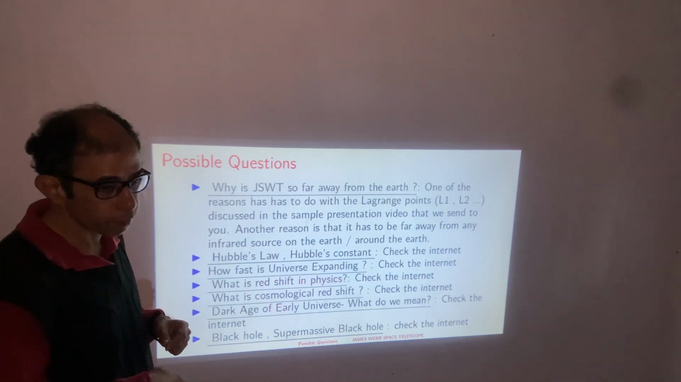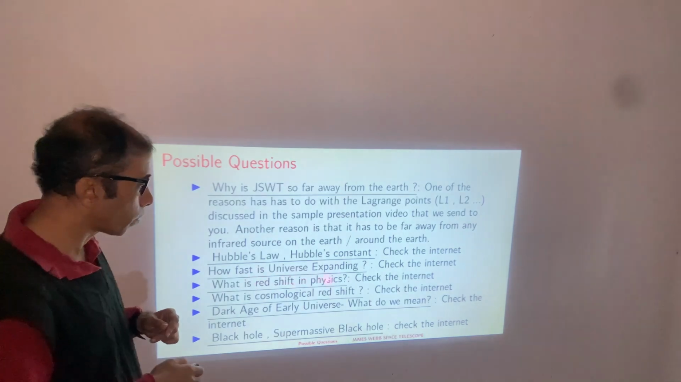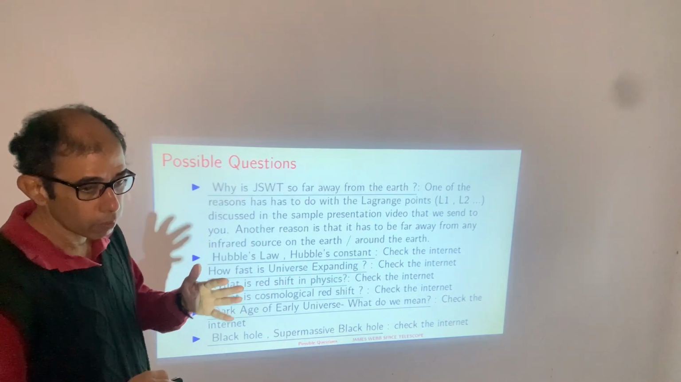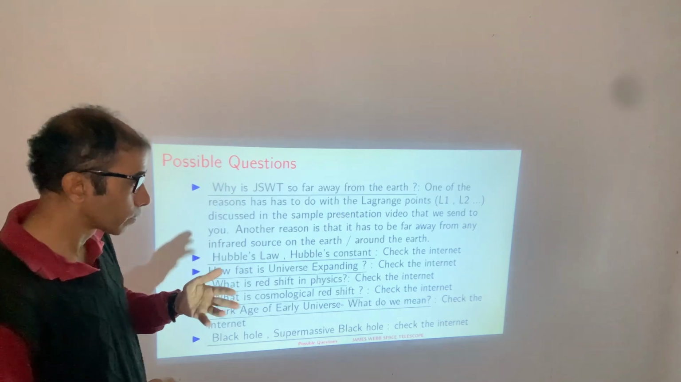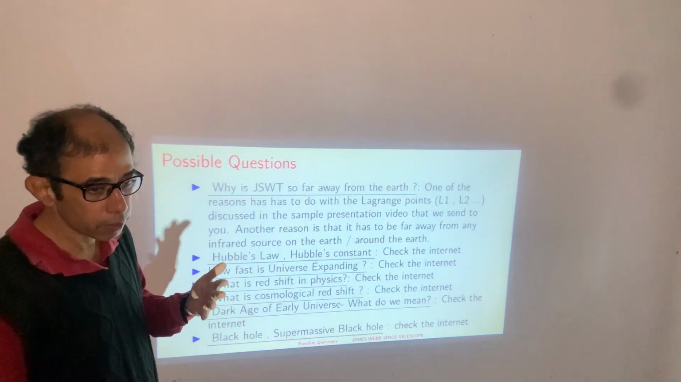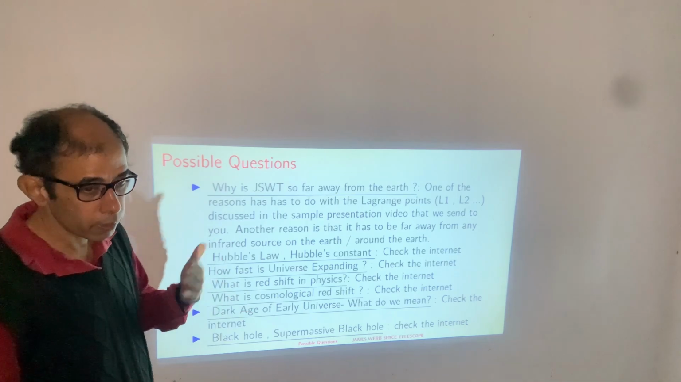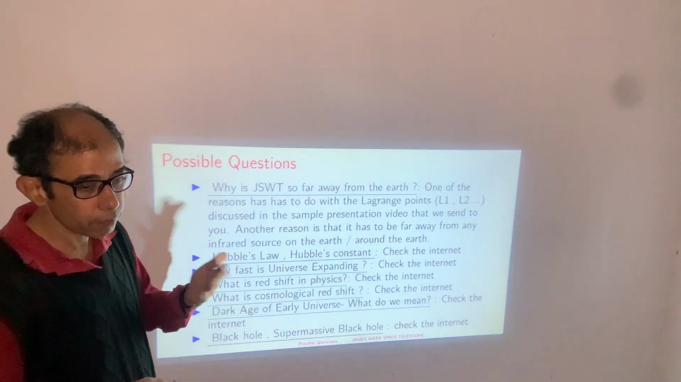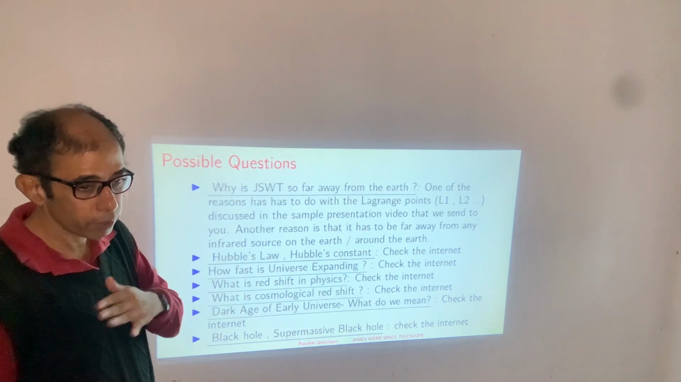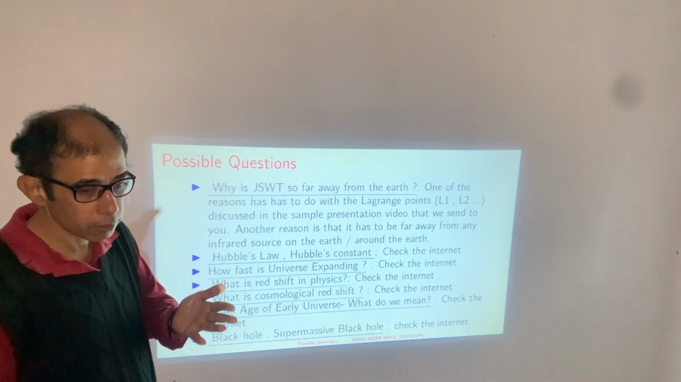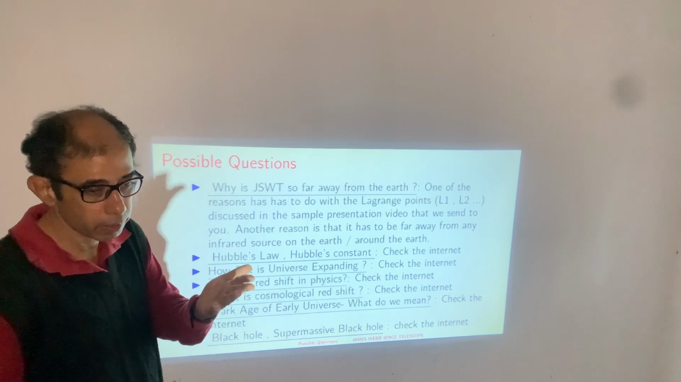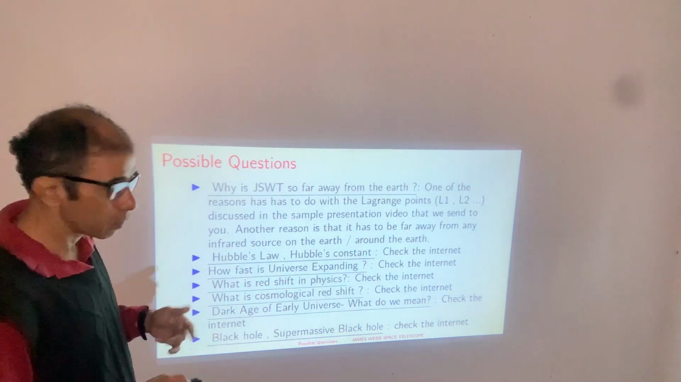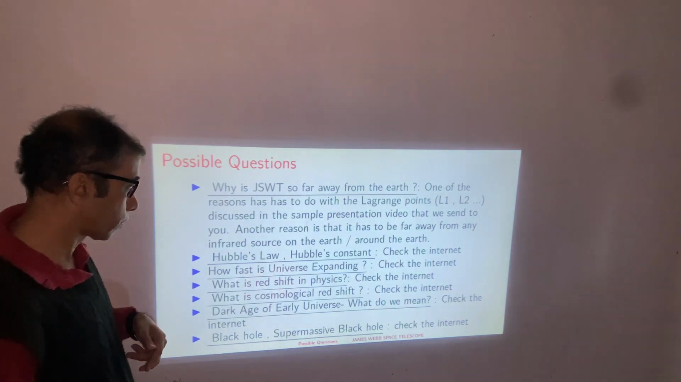What is redshift in physics? Redshift in physics is like the Doppler effect. When the source is moving away from the observer, what we observe is that the frequency is decreased or the wavelength is increased. That is called redshift. The increase of wavelength means going from higher frequency to lower frequency, from ultraviolet toward red. That's why it's called a redshift. If the wavelength increases, it is called redshift.